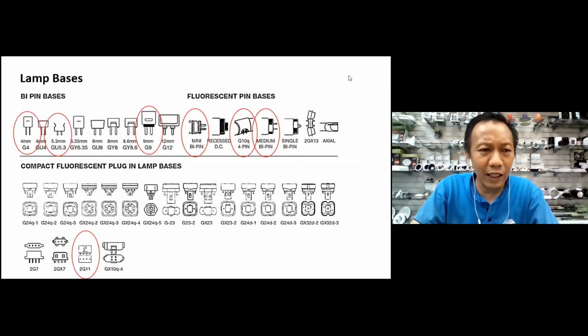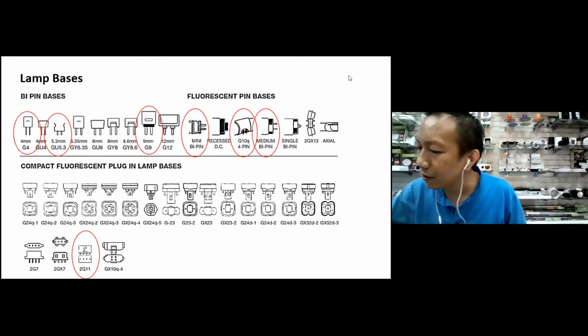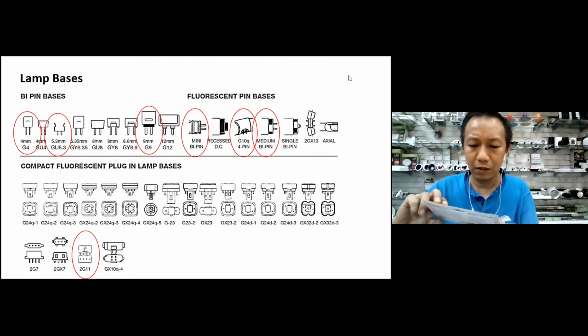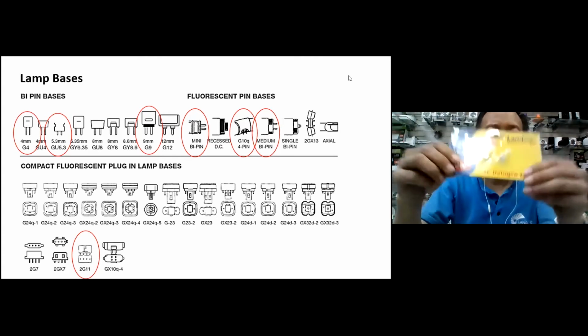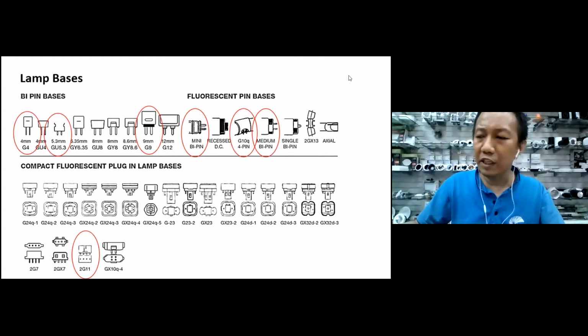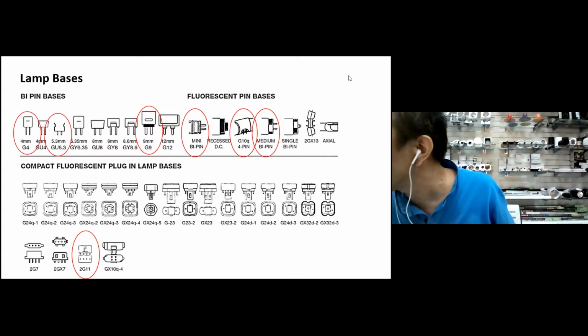Okay. Kanina na-mention ko na yung mga G4, yung base, no? G4, yung pin kanina, yung halogen. G4. GU5.3, actually yan yung MR16 mo.